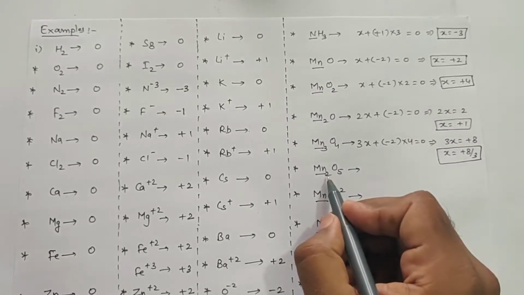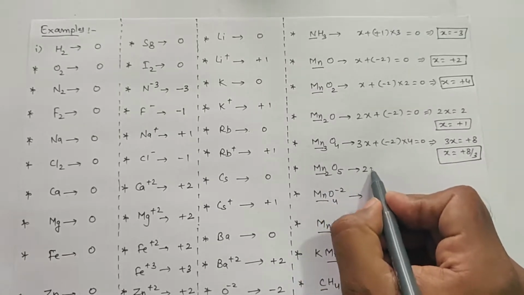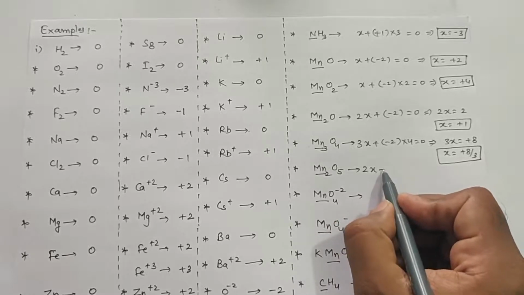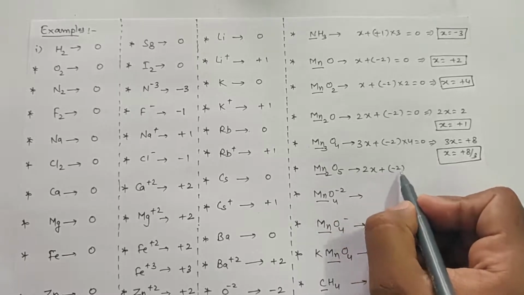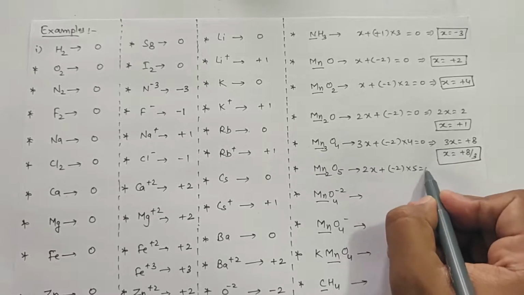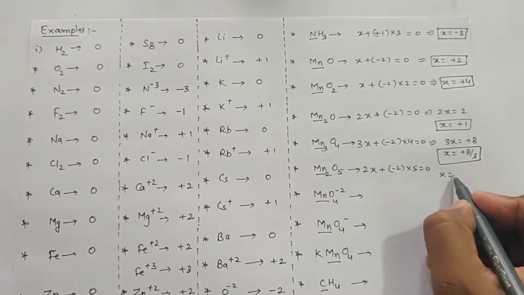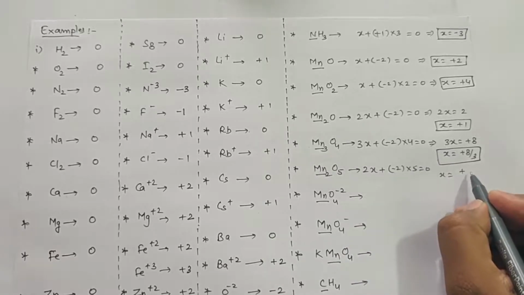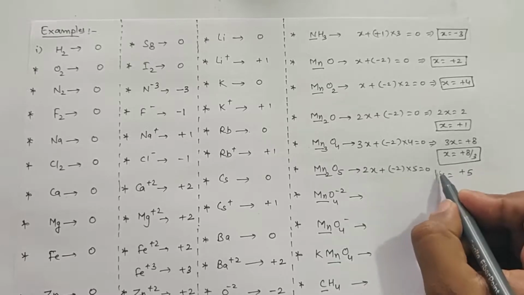In case of Mn2O5, 2x plus -2 into 5 equals 0. It will give x equals +5.